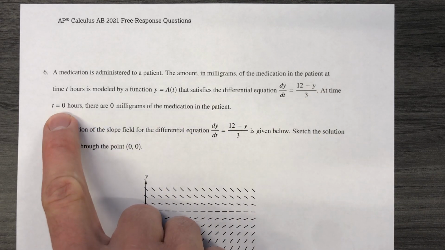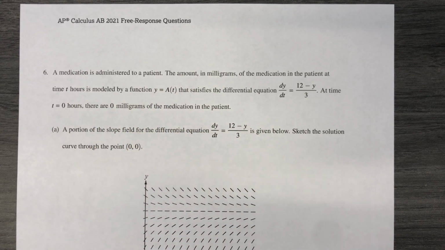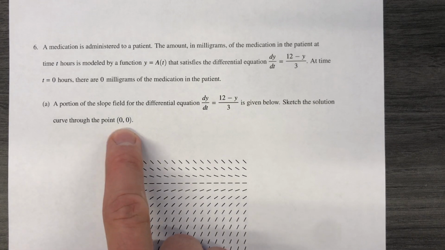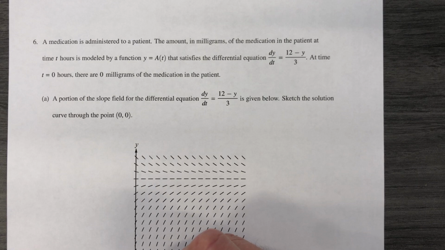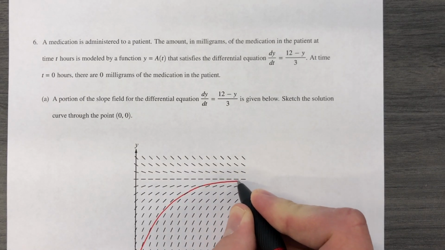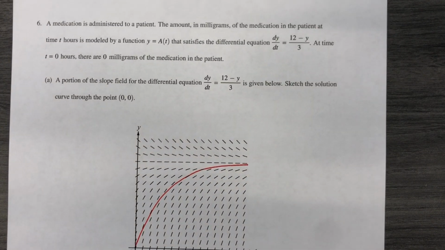At time t equals 0 hours, there are 0 milligrams of medication in the patient. Good to know. A portion of the slope field for this is given below. Sketch the solution curve through the point 0, 0. This is an easy one to get points for, and here it is. There we go. Don't cross that asymptote. That's it right there. That's part A. That was easy. Here goes.